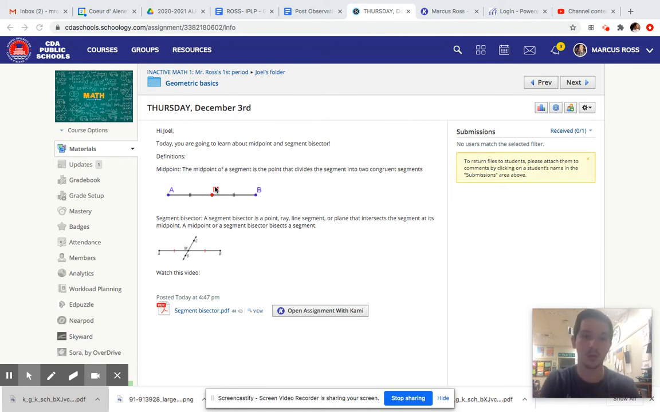They're congruent, okay? A segment bisector is very similar, except that a segment bisector is a point, ray, line, segment, or plane that intersects the segment at its midpoint. Again, you already know what midpoint is because I just gave you that definition. A midpoint or a segment bisector bisects a segment. What that means is that line segment AB is getting bisected by line DC. You also have a point M that's bisecting line segment AB. So that's kind of what it means there.